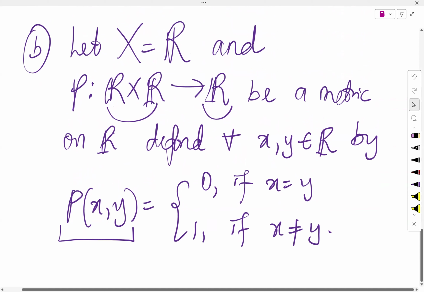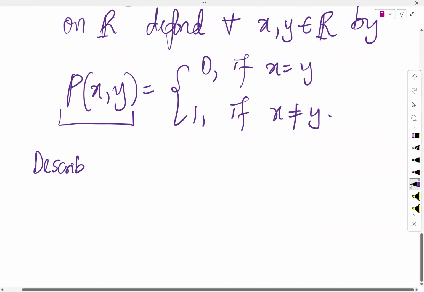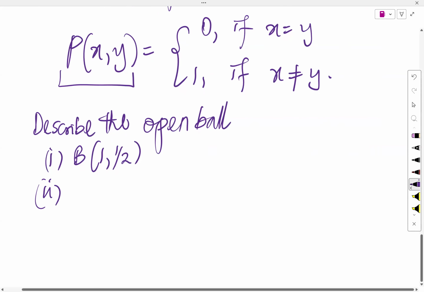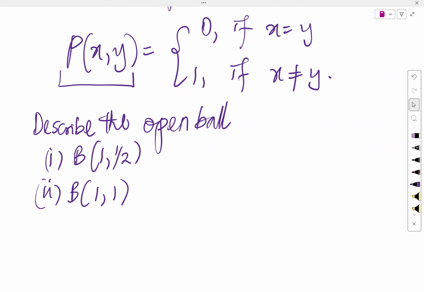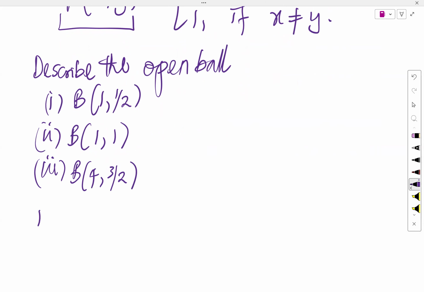So far, let X be the real number system, and P, which maps R by R to R, is a metric on R defined for every x and y belonging to the real numbers by P of x, y equals 0 if x is equal to y, and 1 if x is not equal to y. Then we have the following. We want to describe the open balls. The first open ball we want to describe is B of 1 comma half. The second is B of 1 comma 1. The third is B of 4 comma 3 over 2. And the fourth is B of 1 over 4 comma 2.